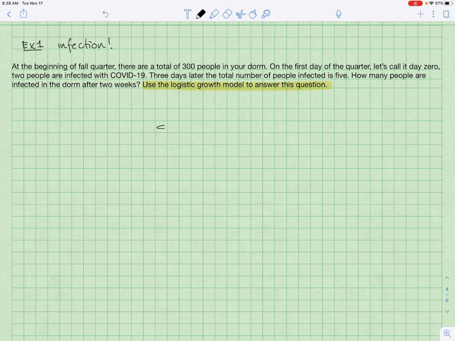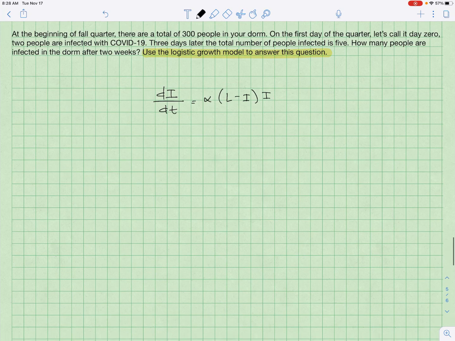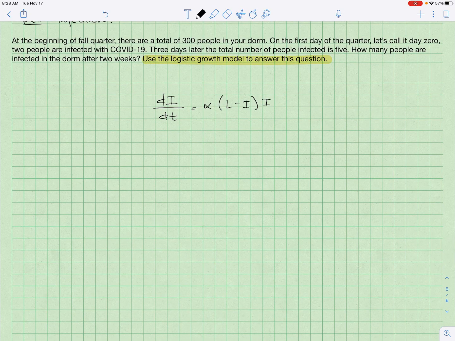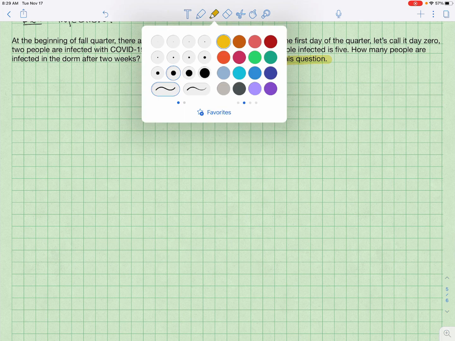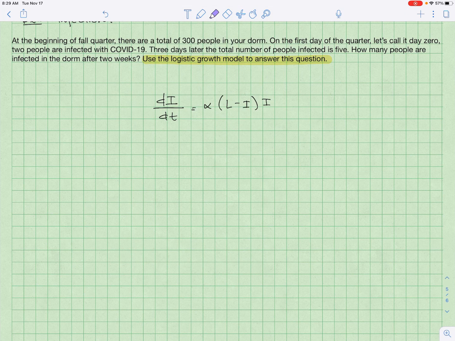So we know that the rate of infected over time is proportional to the number of people infected times the number of people not infected. That's our logistic growth model. I'm using I instead of P here. Now, one thing I can know right away here is the carrying capacity, the max number of people in my closed environment in the dorm is 300.